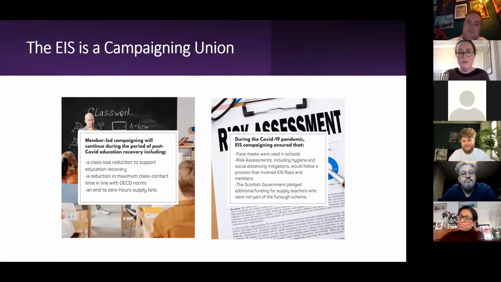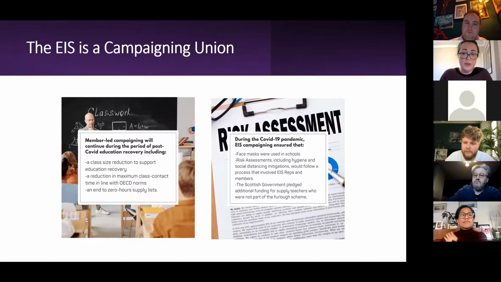And what we're going to be campaigning for is a reduction in class sizes, a reduction in the maximum class contact that teachers have with pupils in order to give them more time out to plan and prepare, and an end to having 0 hours contracts for our supply teachers. And that's along with the pay and workload and ASN and everything else that we're campaigning on all the time. So campaigning is really important.